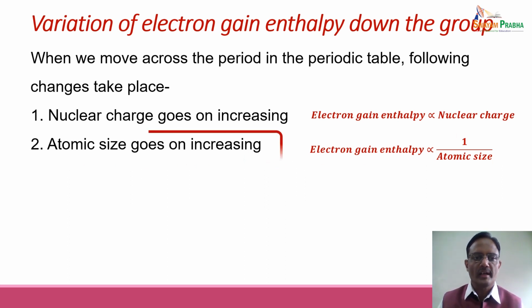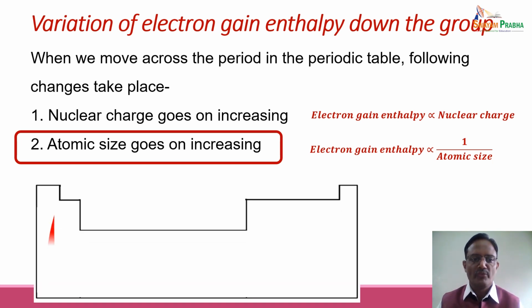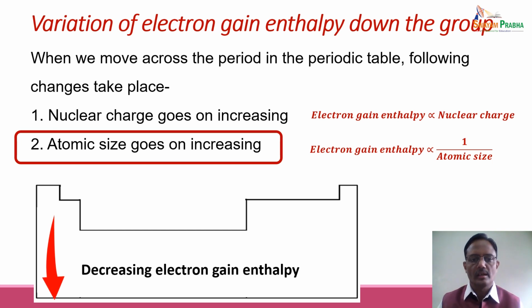The overall effect is the predominant effect of the large increase in atomic size down the group due to the addition of extra shells. And as a result, since there is a large increase in atomic size, the net effect is a reduction in the electron gain enthalpy down the group in the periodic table.